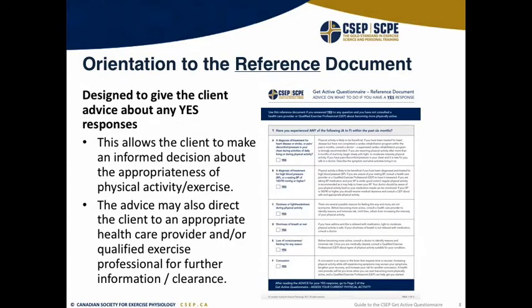If you now look at the reference document, you see the questions that were on page 1 of the Get Active questionnaire are now repeated. But this is to allow the client to make an informed decision about the appropriateness of physical activity or exercise. The advice may also direct the client to a healthcare provider or a qualified exercise professional for further information or clearance. So please take the time to read through the guidance that is given for each question that is asked on page 1 of the Get Active questionnaire.